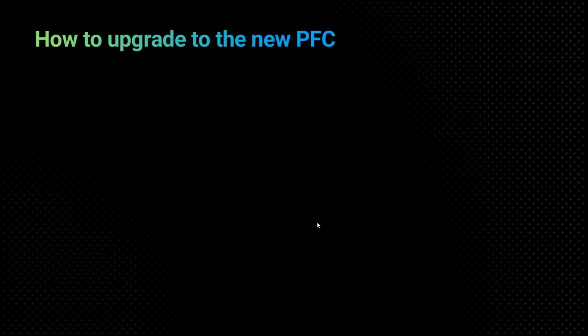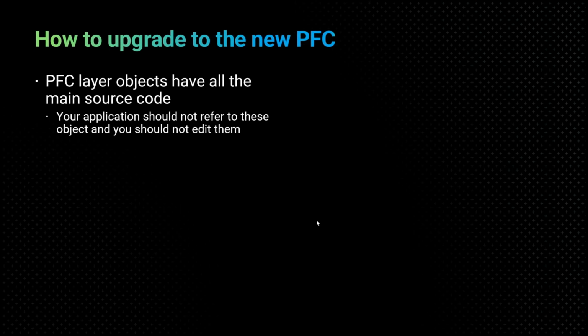So how do we upgrade to the new PFC? Well, that depends on how you implement it to begin with. The way PFC works is that there are two layers provided to you: what's called the PFC layer and what's called the PFE layer. The PFE layer was the extension layer. That's the one you use in your application. You refer to objects that are in the PFE layer. They all inherit from objects in the PFC layer. So all the code is in the PFC layer, and then you've got these blank extension objects in the PFE layer.